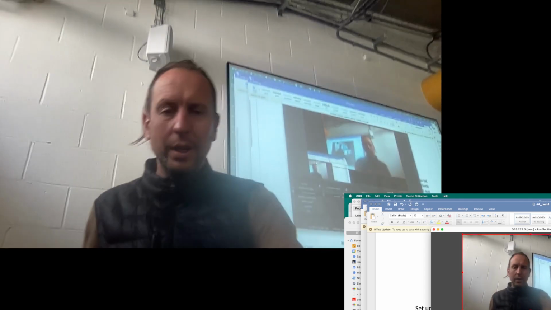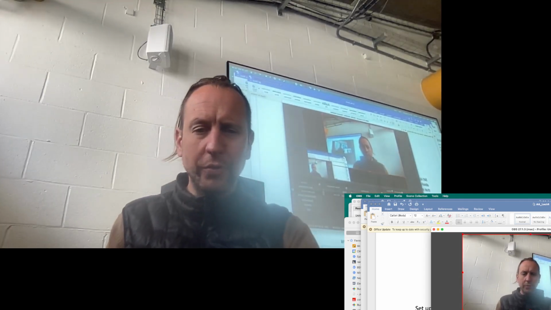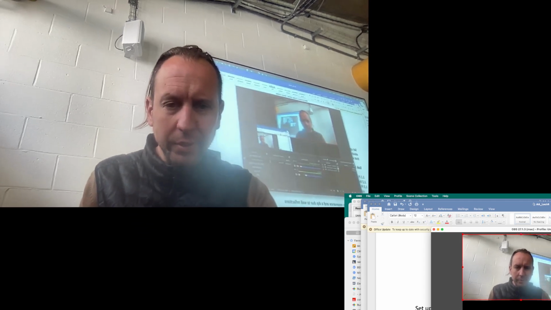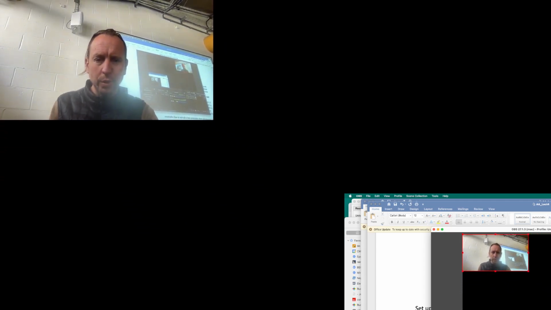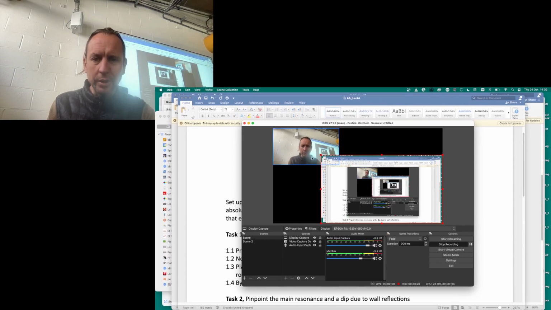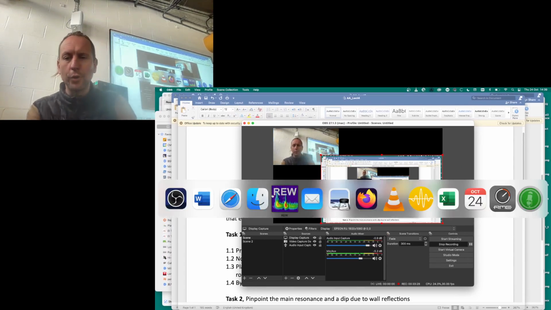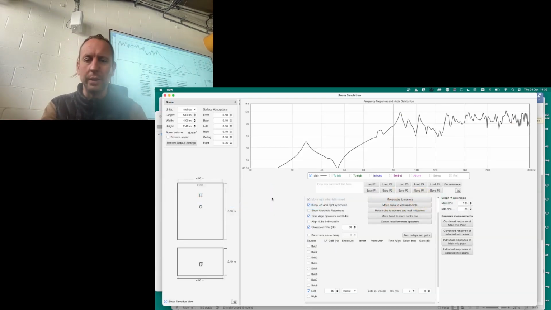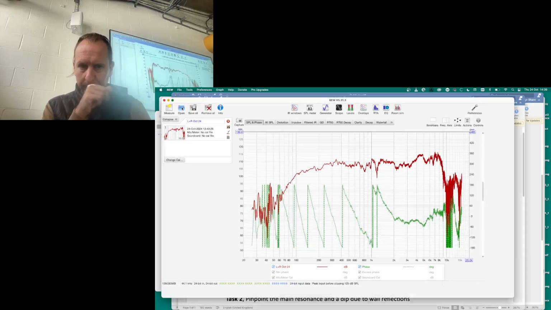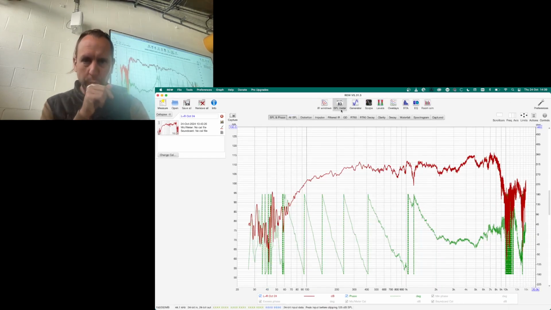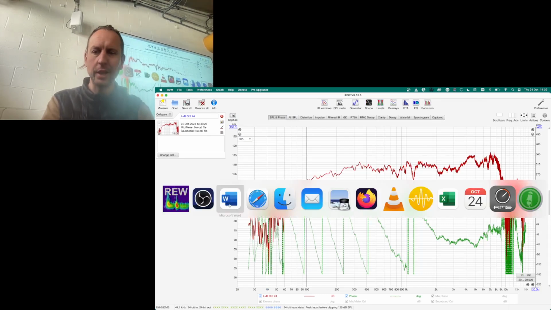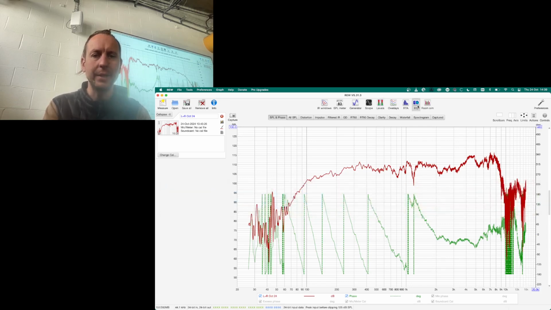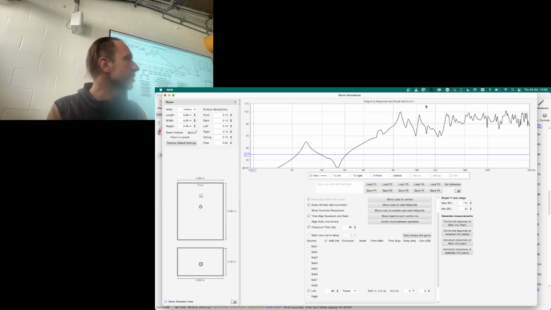So that's your reflection explanation. So let's see what we've got left. I think the thing that's left at this stage will be to look at the REW and show you the bits that you will need today. Okay, so what we're going to deal with to start with as a first task will be estimating the room resonances.